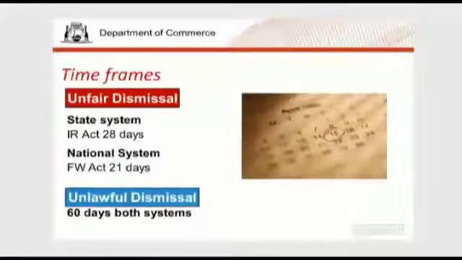All right, we're going to look now a bit about the timeframes that an employee has to make a claim for unfair and unlawful dismissal. Now, it's different between the state and national system in terms of unfair dismissal. In the state system, an employee has 28 days to make a claim for unfair dismissal. When I say 28 days, I'm talking about calendar days, and that's true of all these timeframes. So basically, we're looking at 20 working days to make a claim for unfair dismissal in the state system. In the national system, they have 21 days, which essentially is 15 working days.